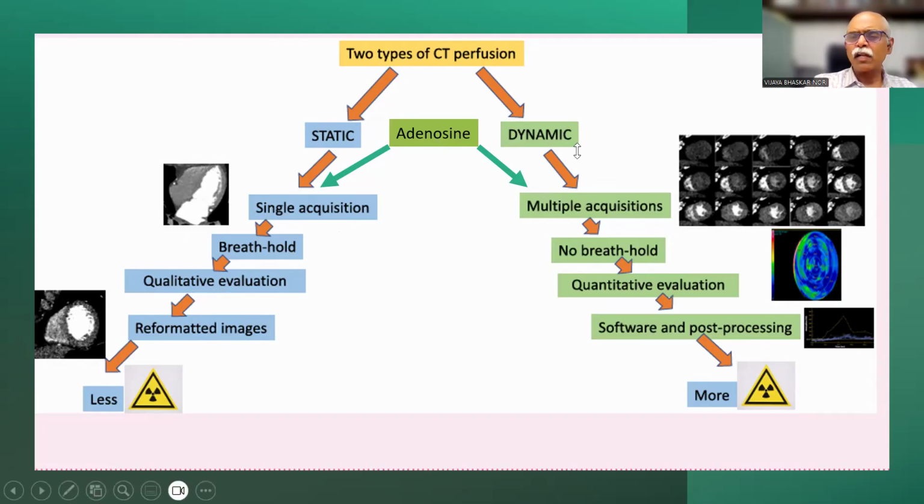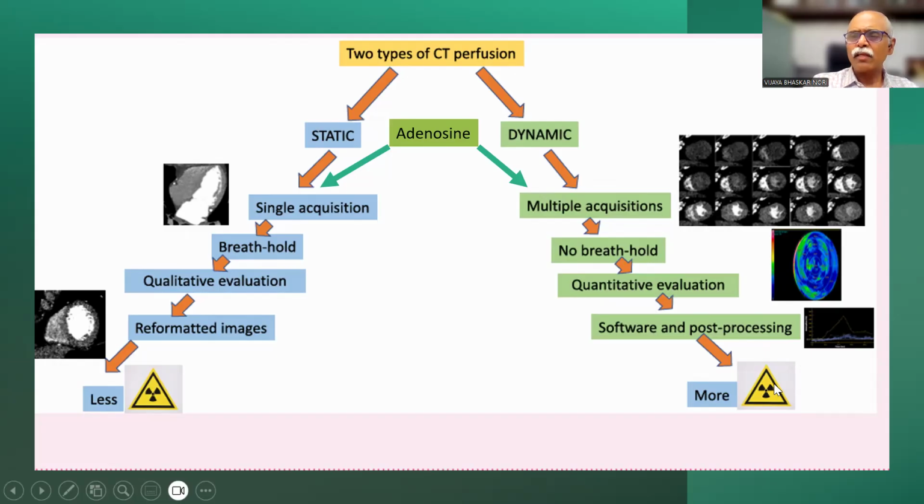after giving adenosine. That means when the peak hyperemic stress is achieved, you acquire multiple acquisitions, 15 to 20. These are non-breath hold, shallow breath hold sequences. These are quantitative evaluations. They give you absolute myocardial blood flow values or numbers. And you need dedicated software for post-processing. You need dedicated AI-based algorithms for post-processing. And obviously, because you do a dynamic study, you have multiple acquisitions, so radiation is high.